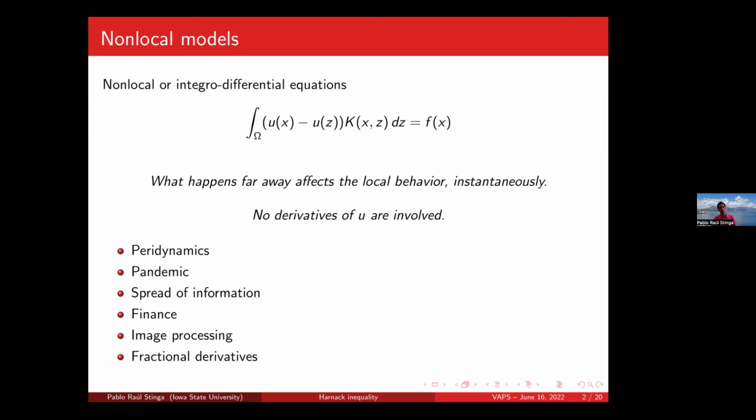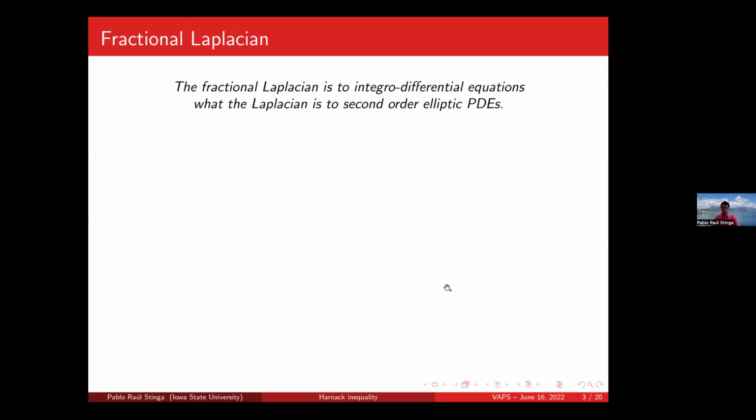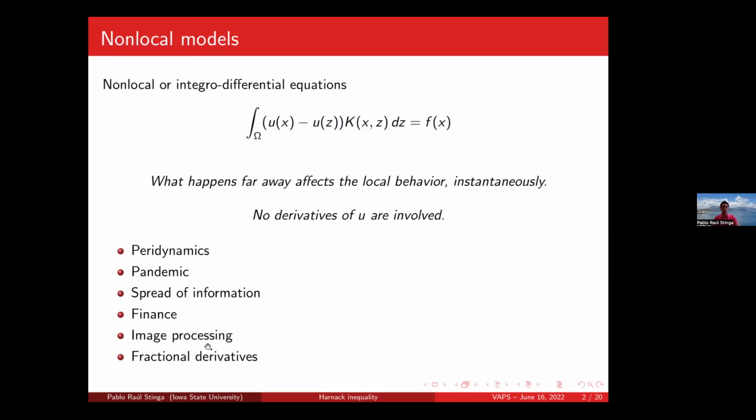Fractures in the material. And the other application would be image processing, right? Again, an image is a bunch of characteristic functions. So there are some works also where they're trying to do image processing with non-local equations. And the fact that it's non-local also, the pandemic, we can talk about the pandemic, right? What happens far away affects the present position.